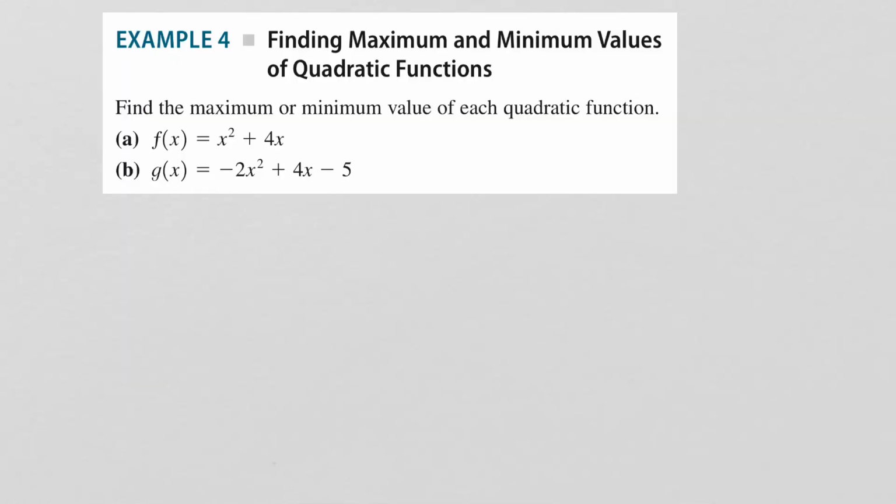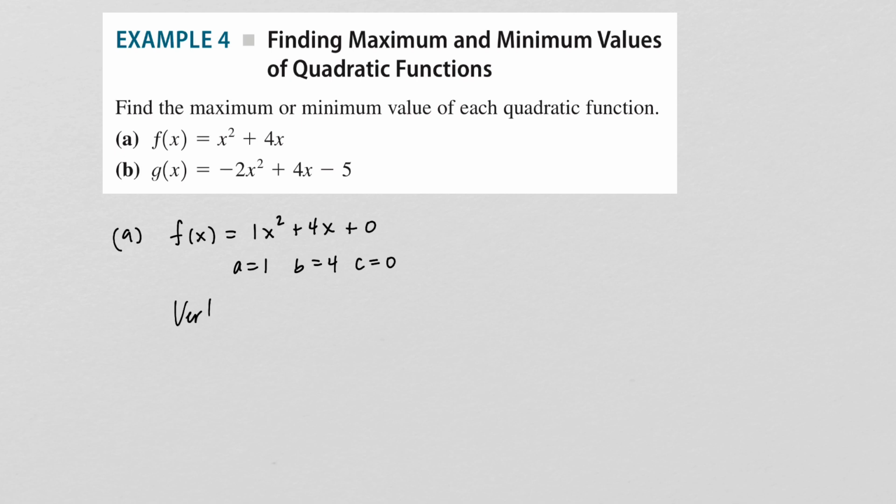So for part A here, we want to find the maximum or minimum value of the quadratic function f of x equals 1x squared plus 4x plus 0. So notice that a is 1, b is 4, and c is 0.